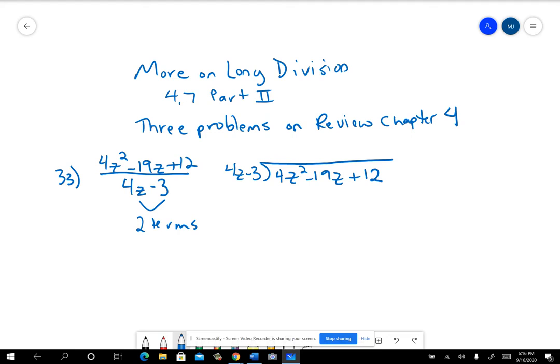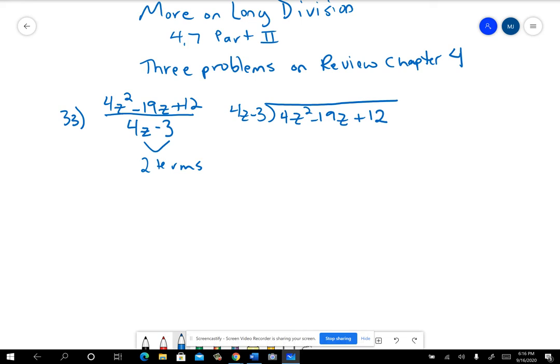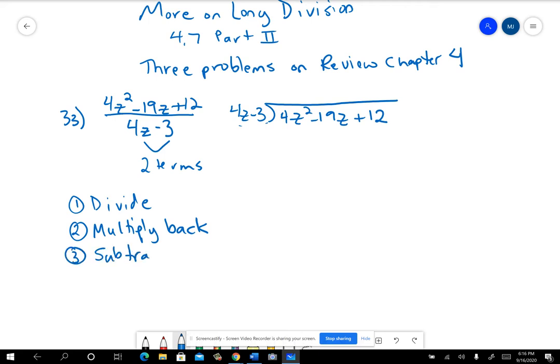So let me go ahead and remind you of the 4 steps we're going to do. First thing we're going to do is divide. Next thing we're going to do is multiply, and I like to add the word back. We're going to multiply back, okay, times this 4z minus 3. Third thing we're going to do is subtract, and polynomials are a little harder than when we did our numerical example. We're going to subtract by changing the signs and adding.